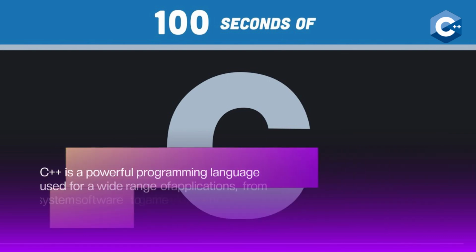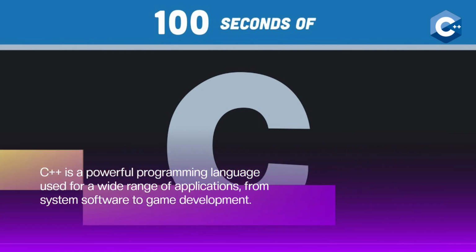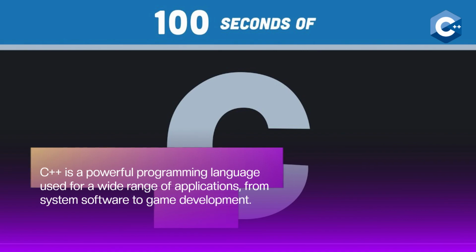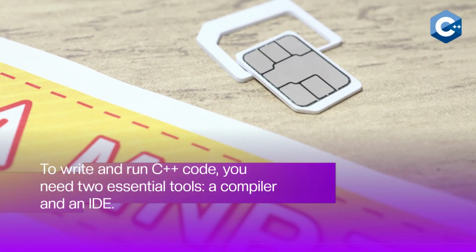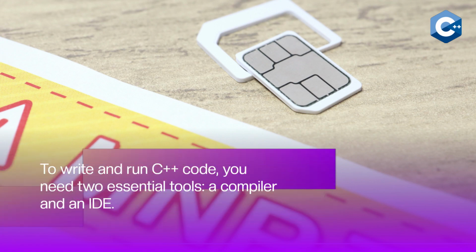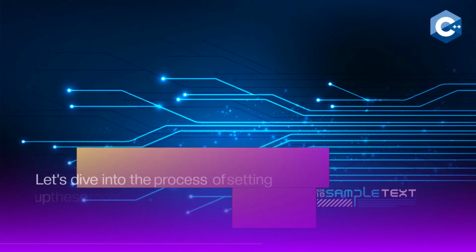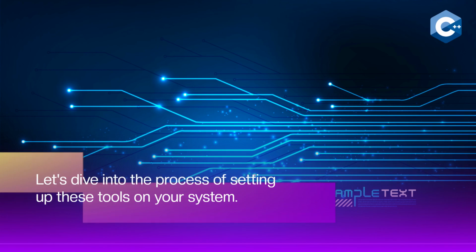C++ is a powerful programming language used for a wide range of applications, from system software to game development. To write and run C++ code, you need two essential tools, a compiler and an IDE. Let's dive into the process of setting up these tools on your system.